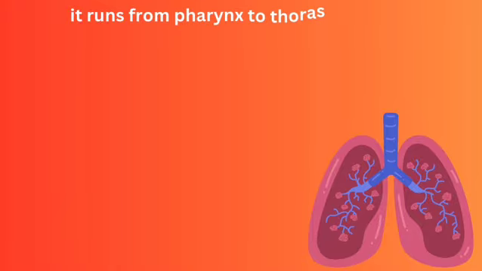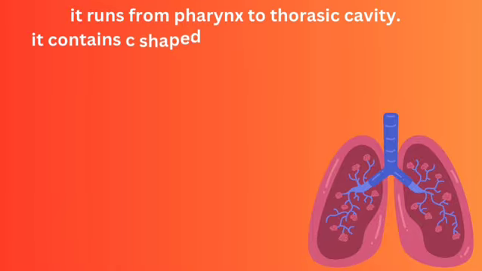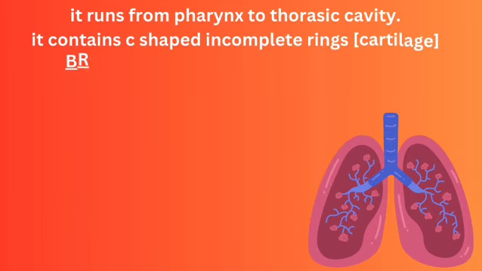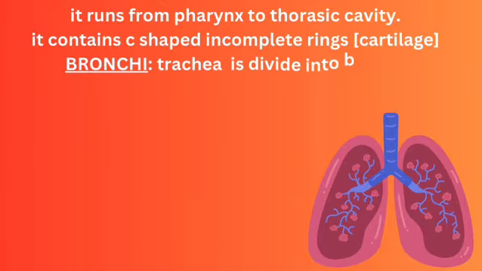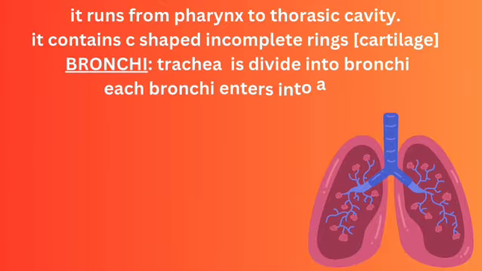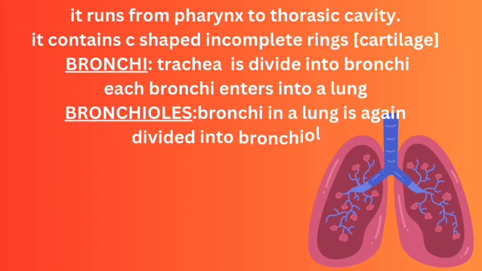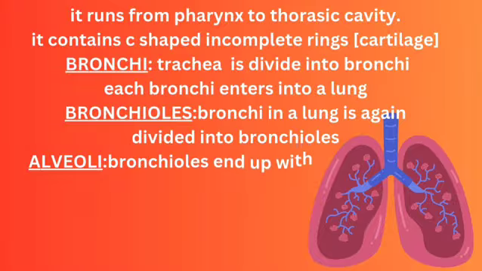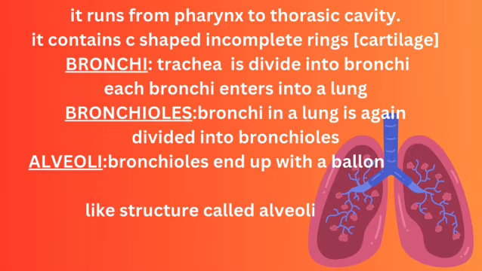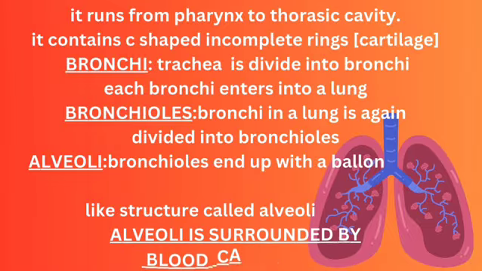4. Trachea. It is also called the windpipe. It runs from pharynx to thoracic cavity. It contains C-shaped incomplete rings of cartilage. Trachea is divided into bronchi. Each bronchus enters into a lung. Bronchi in a lung are again divided into bronchioles. Bronchioles end up with a balloon-like structure called alveoli. Alveoli are surrounded by blood capillaries.